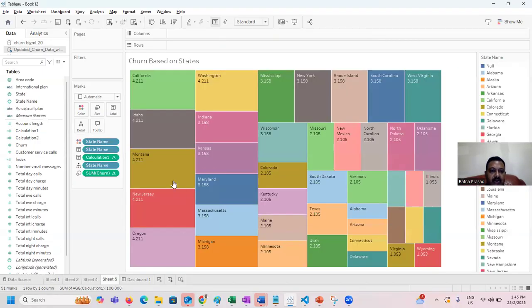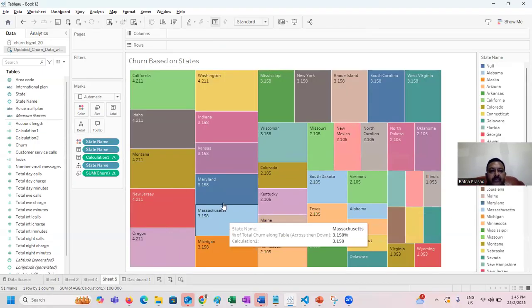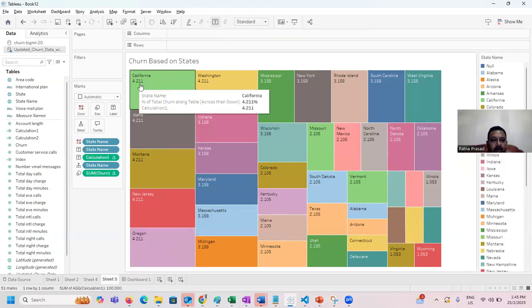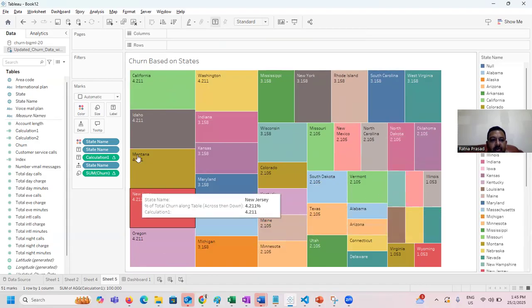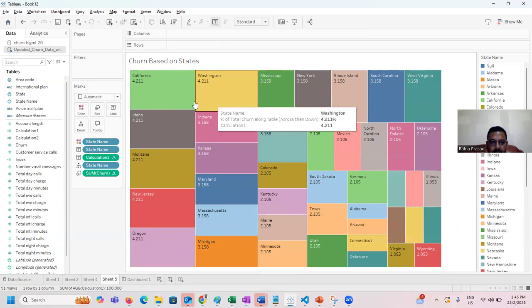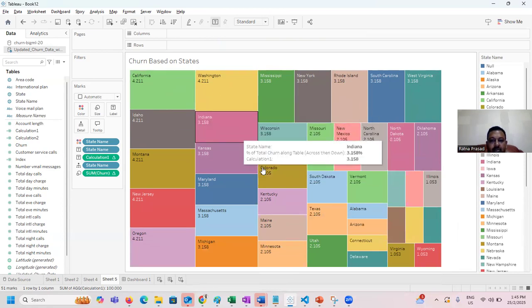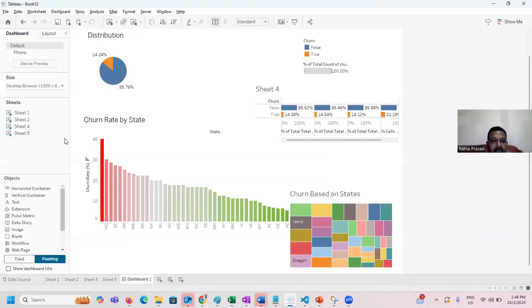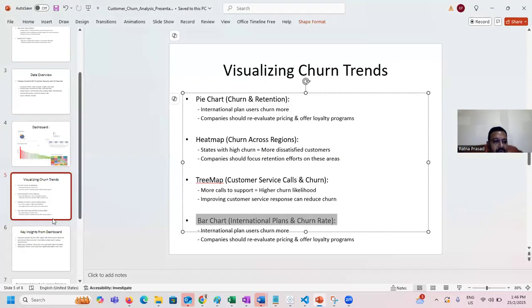Next, I have created a different tree map to understand which state is contributing towards most of the churn. The bigger the value, the more the churn. So this can be studied in depth. This is the dashboard where I have created all the sheets in place. Right, going back to my presentation.